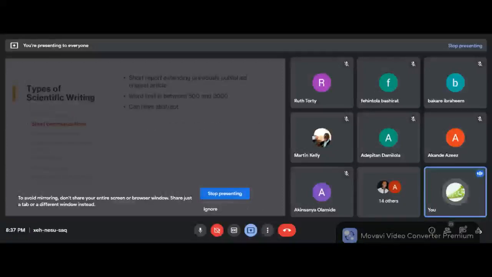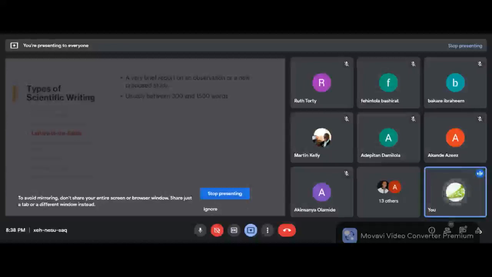So, short communication. It's just a short report extending previously reported data. So it's a way of trying to buttress some of the data that have been reported previously. And depending on journals, the word limit can vary between 500 and 2,000 and can have an abstract. I have an example of that here. This is a short communication on the use of a particular method of analysis, which has been previously reported before.